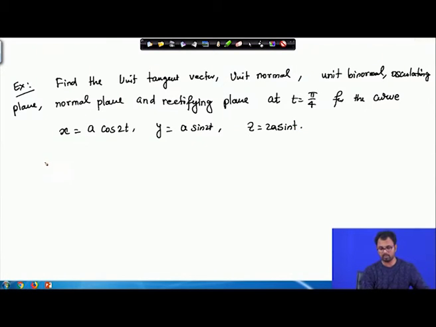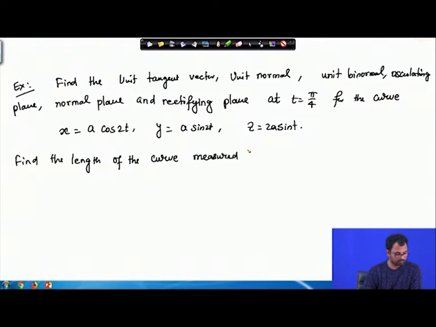And you can also try to find the length of the curve measured from t equals 0 to t equals pi by 4.